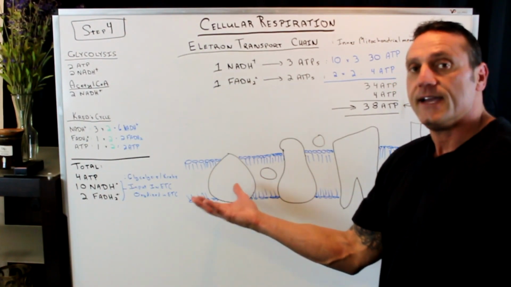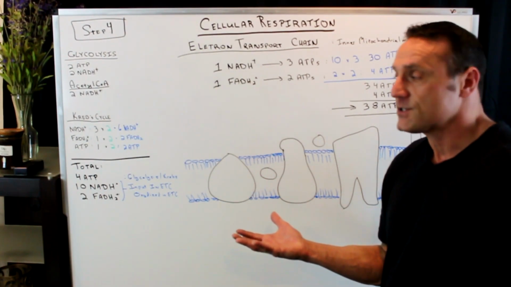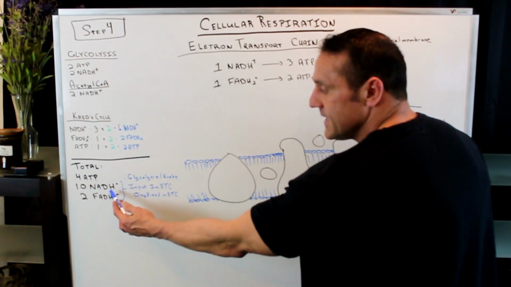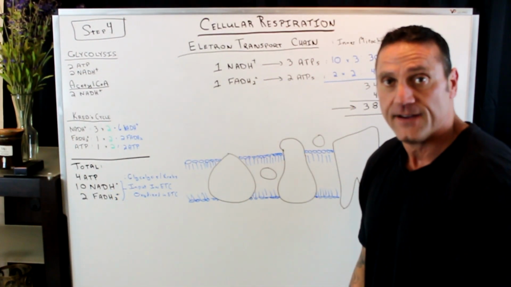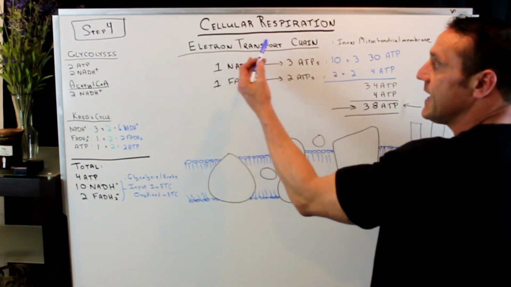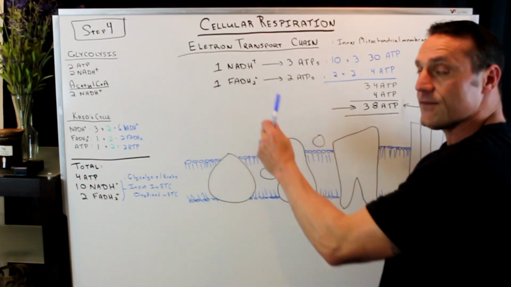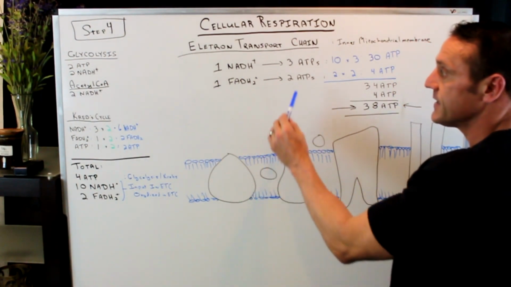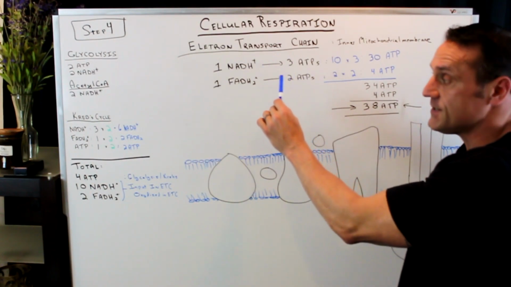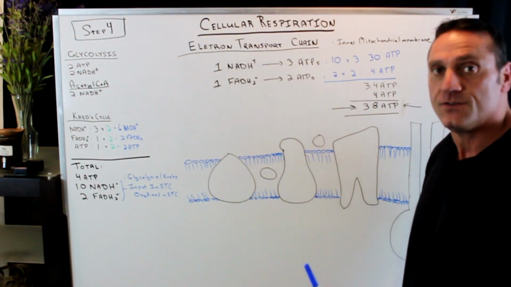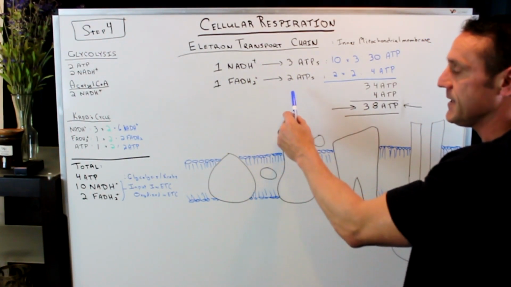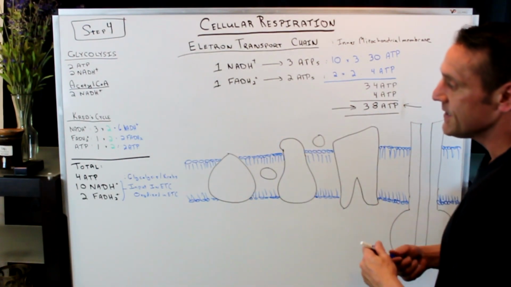So the end game with the electron transport chain is you're taking the NADHs and the FADH2s, and the end result is for every one NADH, you're going to produce 3 ATPs, and for every one FADH2, you're going to create 2 ATPs. So how many is that?